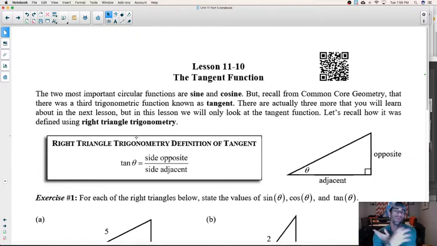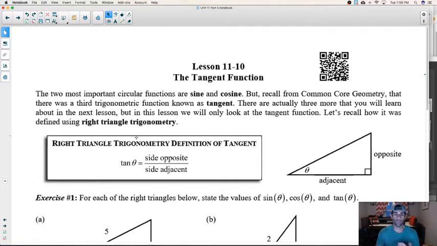So in all these previous lessons we've done so far, we've really concentrated on the sine and the cosine function only, and we've left the tangent kind of just sitting out in the rain. So we're going to let him back in the house for a little while, and we're going to figure out what his whole deal is and where he fits in on all this stuff.